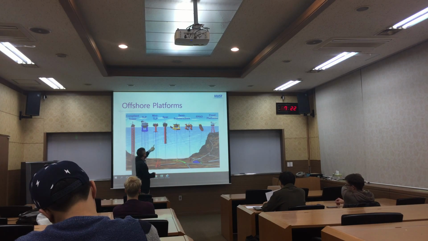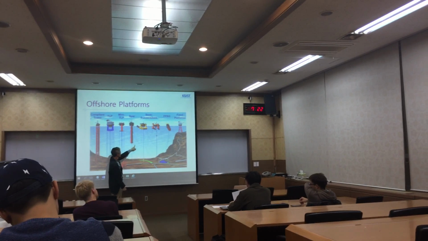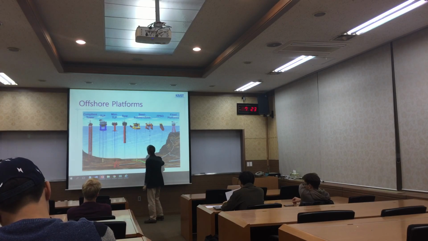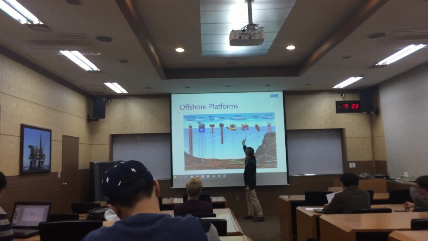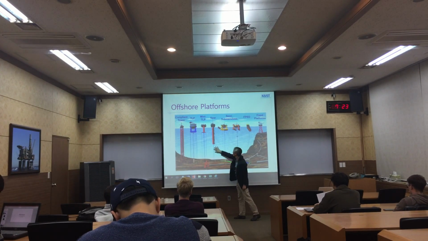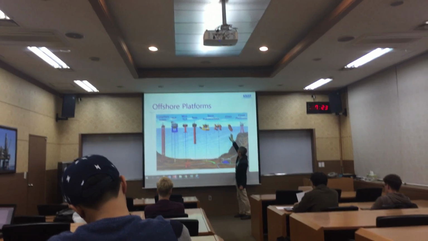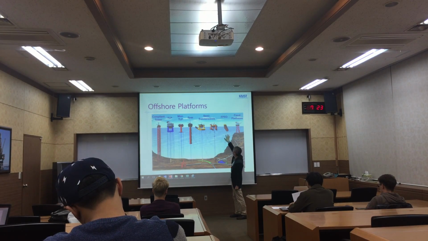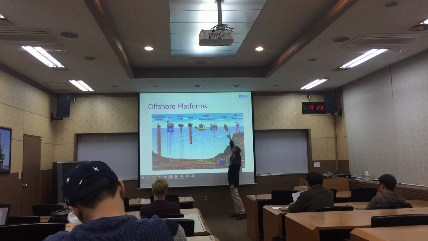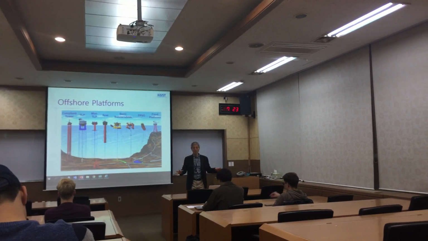So TLP, SPAR is just floating one. SPAR is floating, so you need some small mooring lines. And semi-submersible is similar to floating. So from here, we see that this is floating type. But now they see that FPSO or drill ship type is popular nowadays. This is for the deepest one. They have a smaller number of mooring lines, so that they need to have a dynamic positioning system.